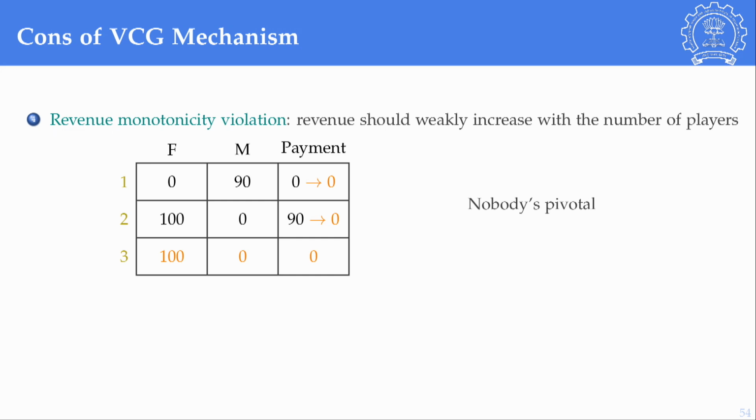So, your revenue has actually dropped from 90 to 0 because one new agent has joined. This is actually violating revenue monotonicity, which is also not a very desirable property.